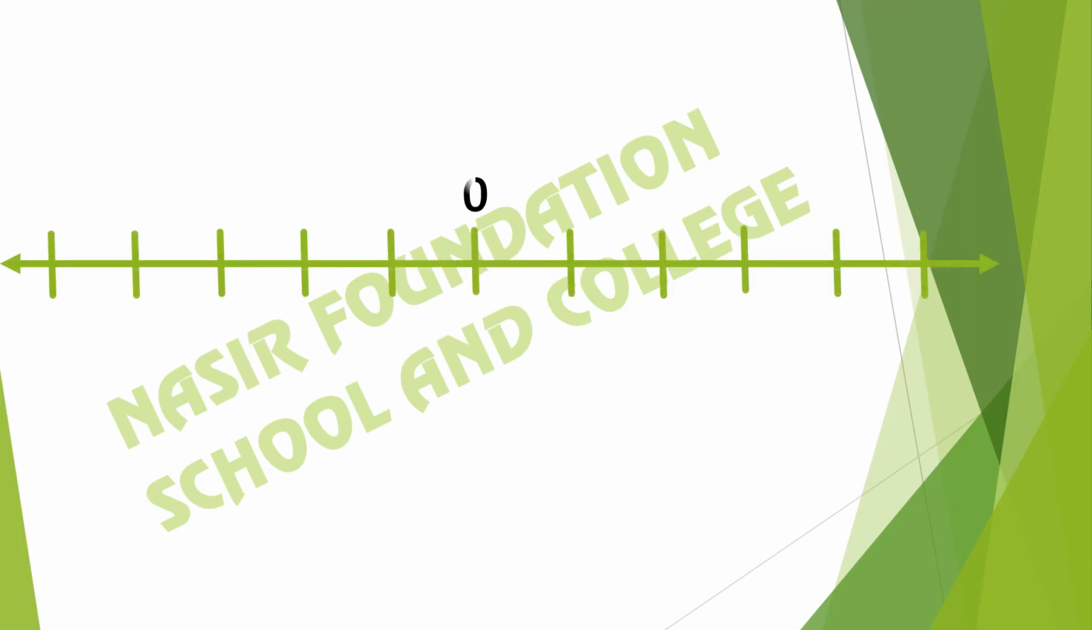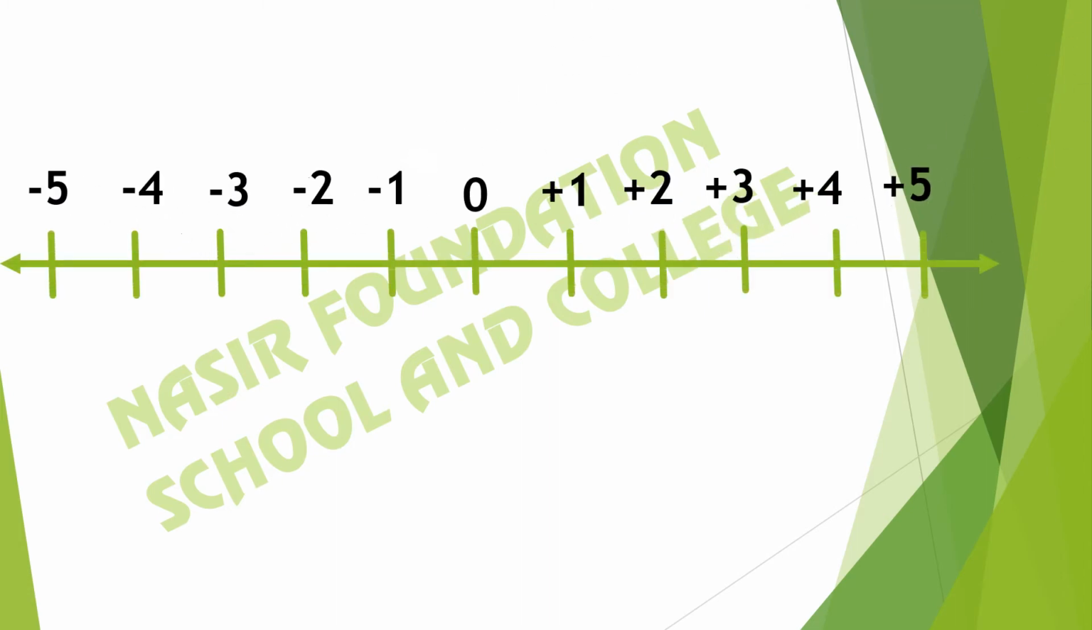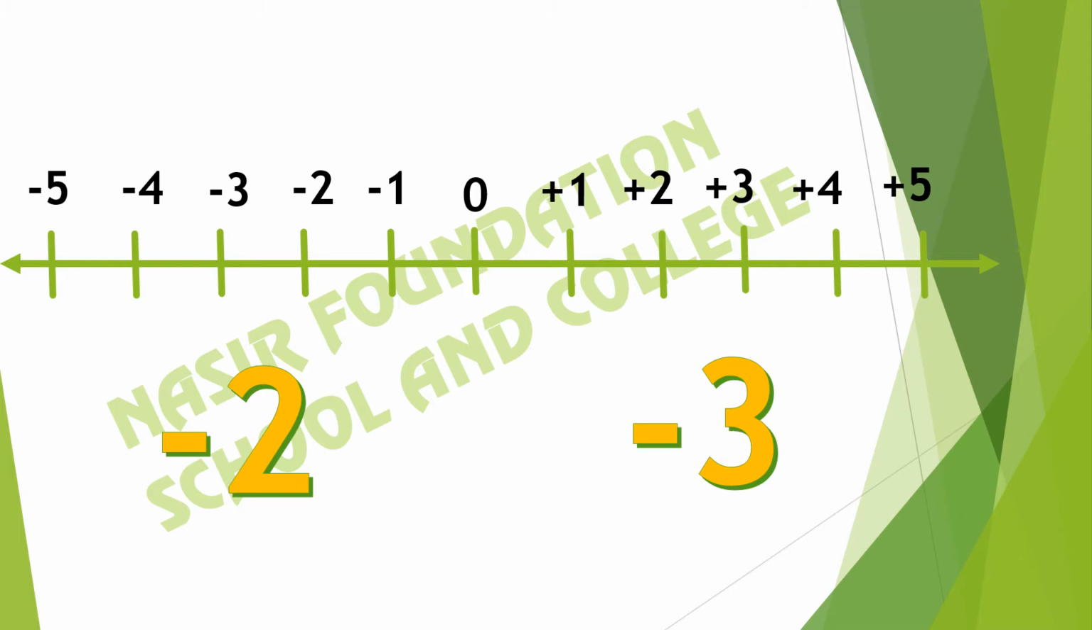Here a number line has been shown and some of the numbers are placed on it. Here we have two numbers, minus 2 and minus 3. Which one is greater? Can you tell me? You can see on the number line and tell me which one is greater. As we can see, minus 2 is placed on the right side and minus 3 is placed on the left side. So which one is greater? Very good. Minus 2 is greater because it is placed on the right side and minus 3 is placed on the left side.